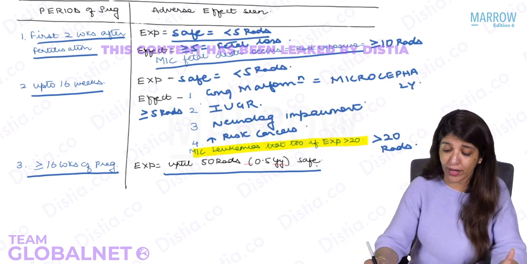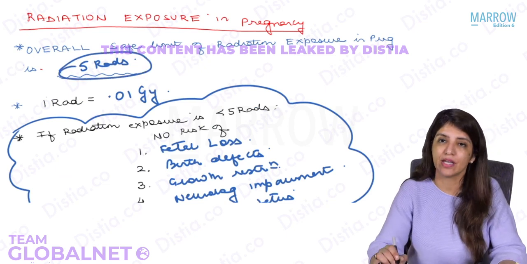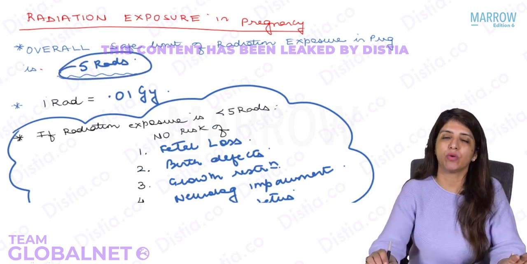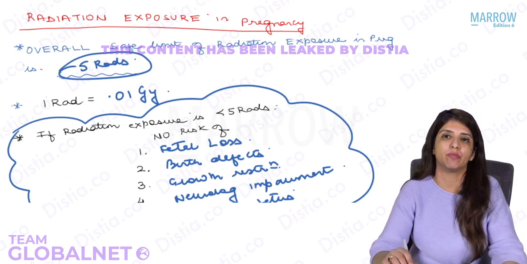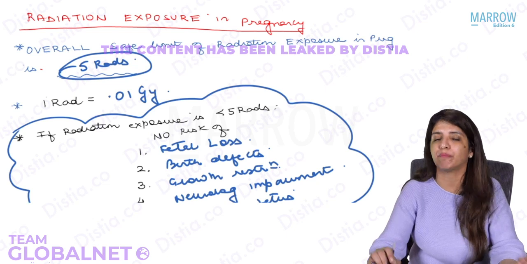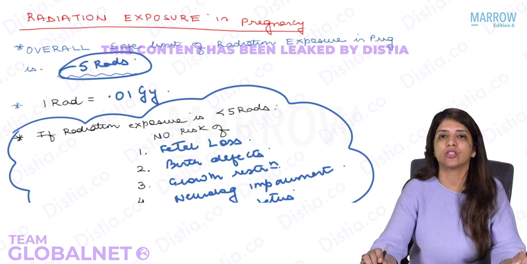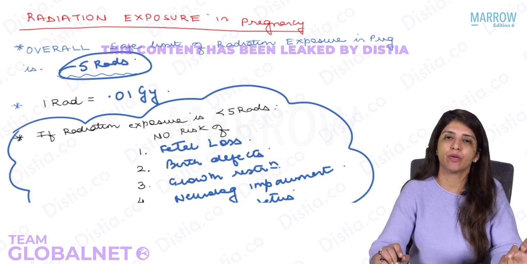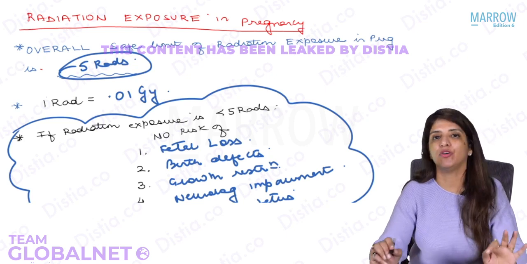But then if you are getting a question that what is the maximum permissible limit, your answer is going to be 5 rads. It is only after 16 weeks, specifically if they ask that after 16 weeks how much can be permitted, then after 16 weeks up till 50 rads can be permitted. But overall, the general answer for maximum permissible radiation exposure during pregnancy is 5 rads.